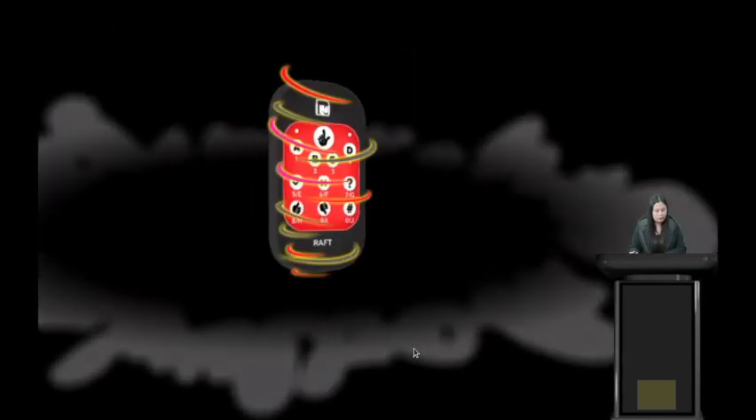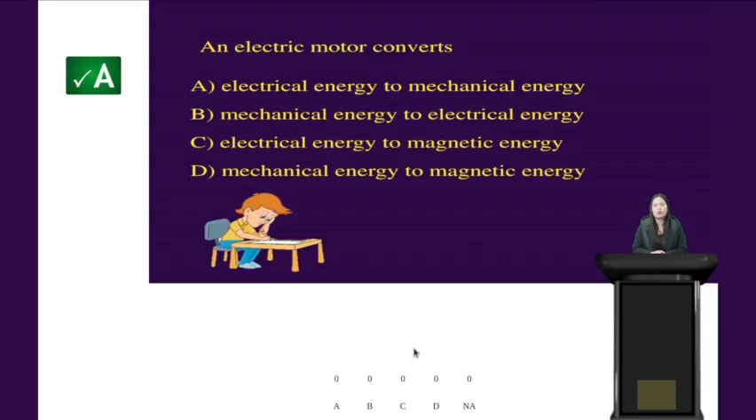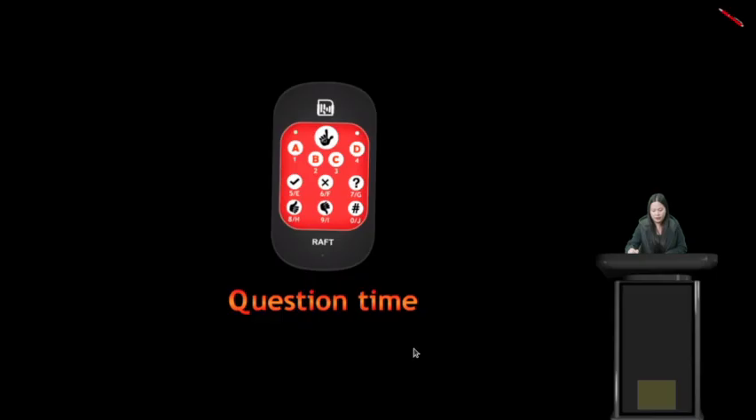Alright students, we have another question. Please get your rough devices ready. The question is, an electric motor converts which of the following? I'm giving you 15 seconds for this question. Your time starts now. Option A, electrical energy to mechanical energy; mechanical energy to electrical energy; electrical energy to magnetic energy; mechanical energy to magnetic energy. Alright students, very good. The correct answer is option A, that is an electric motor converts electrical energy to mechanical energy.